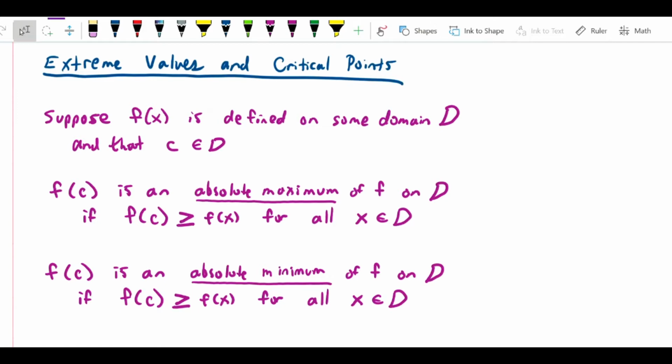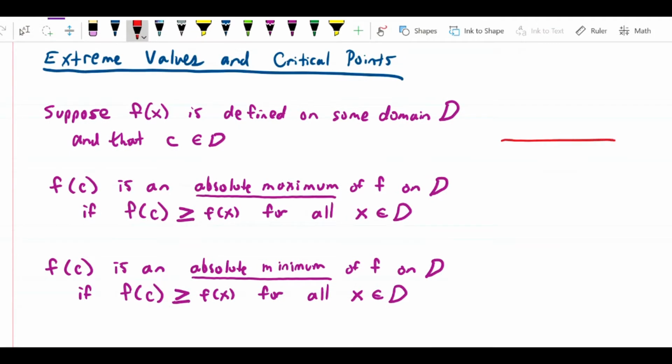Let's also suppose that C is some point in D. So in other words, let's imagine that the domain of the function is, let's say, this interval a to b. What this symbol, this little sort of e written in a curved style means, it means element of. So I'm saying that C is an element of the domain D. In other words, C is just part of the domain.